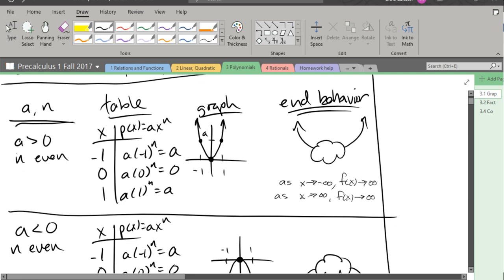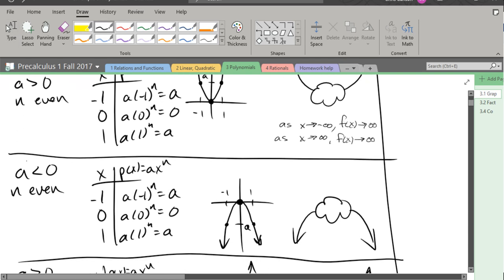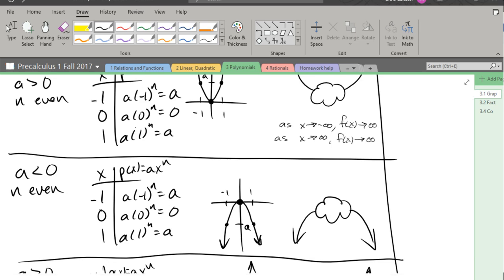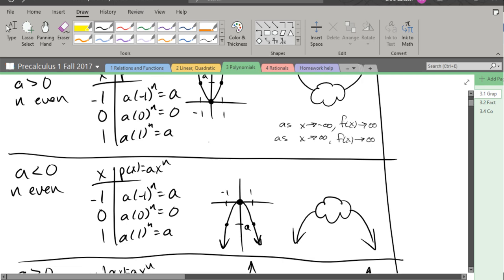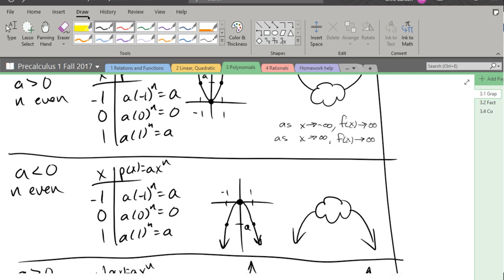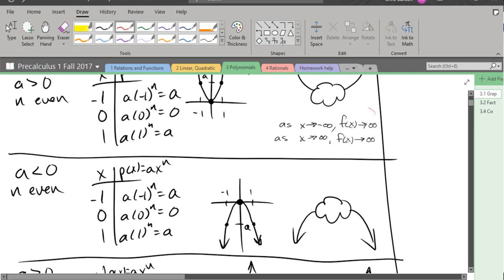Now we're going to look at a negative, but also n even. We have another table of values. The only difference now is you get the same three values, except a is now negative. And what that means is your graph opens downwards. Now the shape should be familiar. A quadratic or a parabola has this shape too. And this would be a negative leading coefficient, which means it's down on both sides. And of course, what would change when you write it out, instead of f of x approaching positive infinity, it would approach negative infinity, meaning down on both sides.